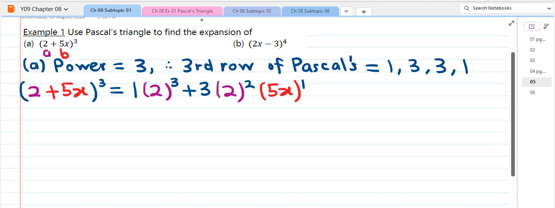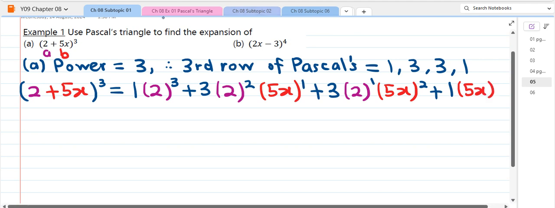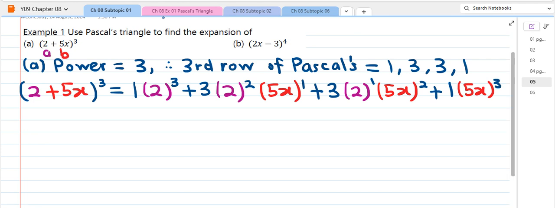The next term will use a coefficient of 3. And A, which is 2, will be to the power of 1. But then the 5x will have a power or index which is 2. It will increase. And last but not least, you have the fourth term, which is with a coefficient of 1. And 2, there's no longer, 2 to the power of 0 is a 1. But then the last term will have a 5x, which is B. B to the power of the highest power for this expansion is power of 3.